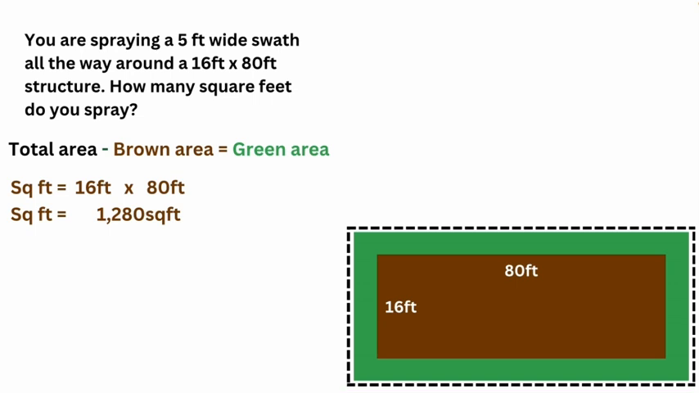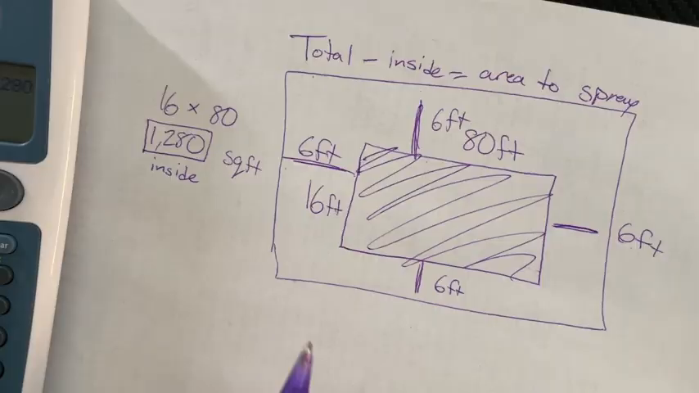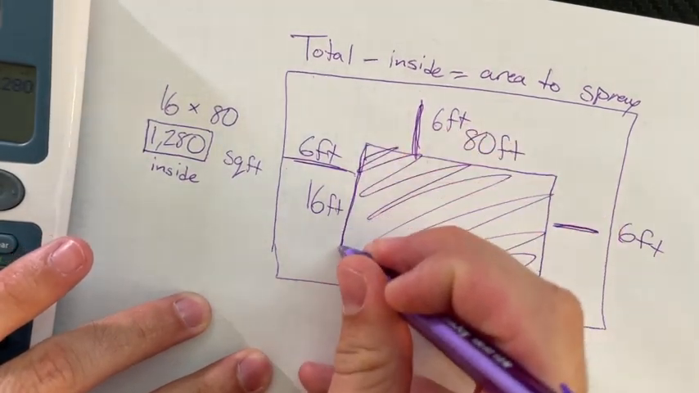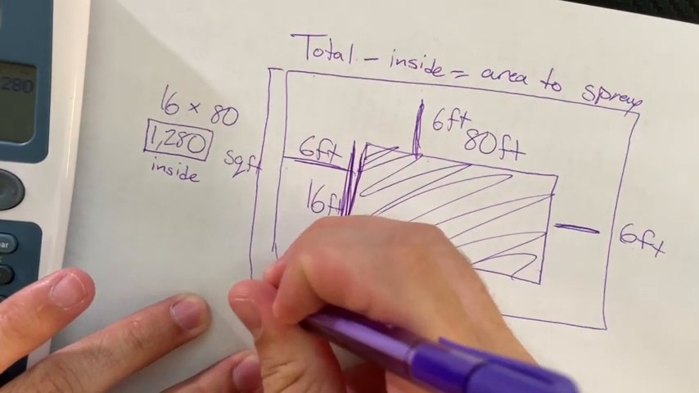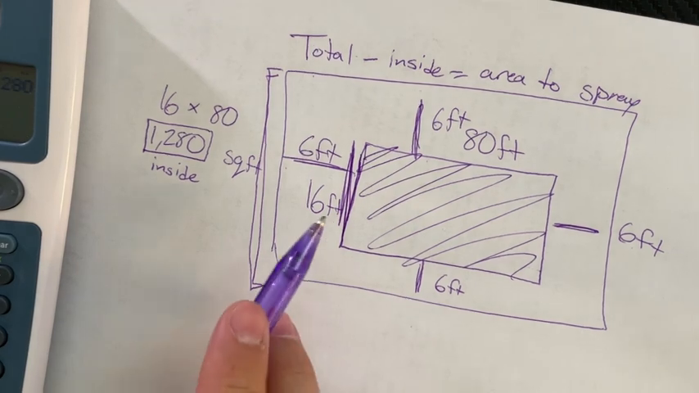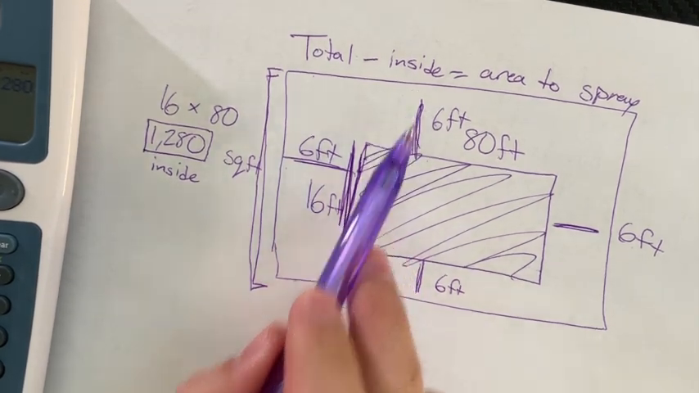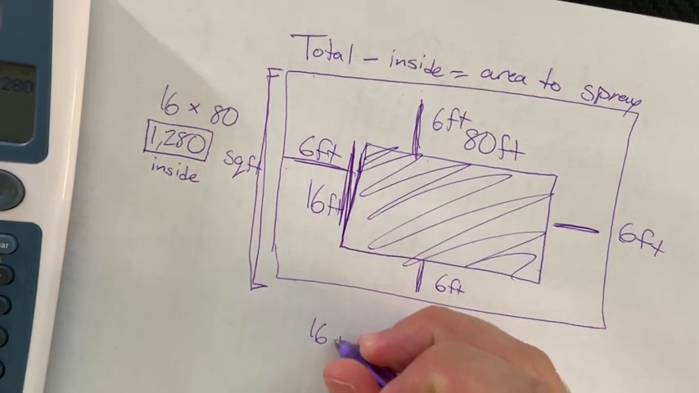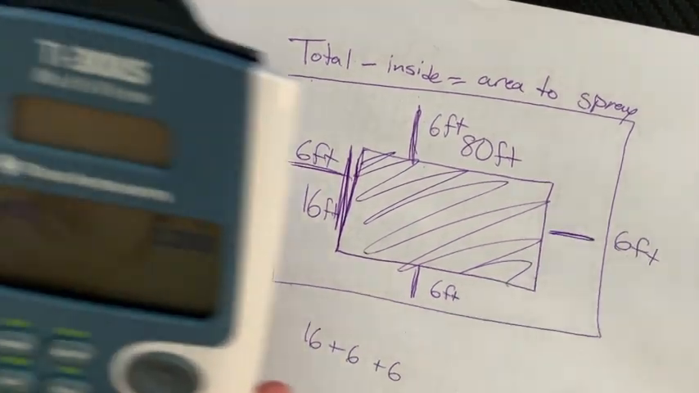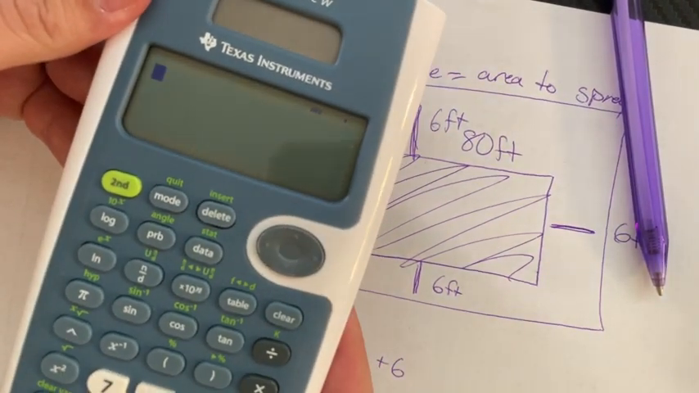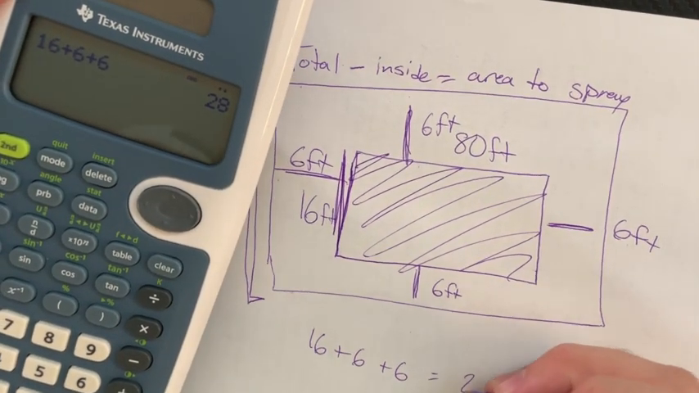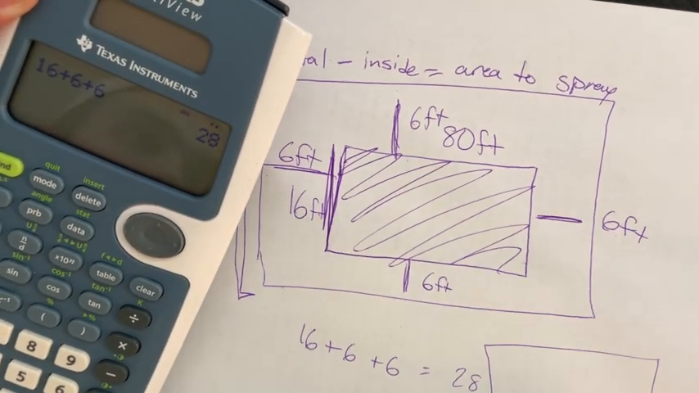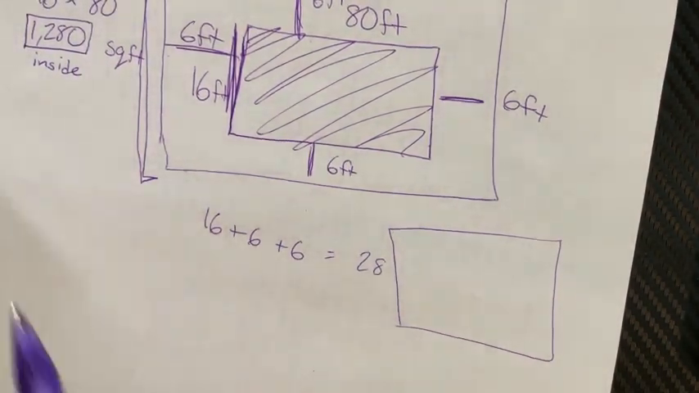We know that 16 times 80 is 1,280. Okay, so I just wrote that down, 1,280 square feet. Now, if this is 16 feet tall or wide, how long is this side? Okay, all the way up and down. So it's 16 plus 6 on the top plus 6 on the bottom. I'm a smart guy, but I don't like doing math in my head. I just do 16 plus 6 plus 6. Okay, 28.